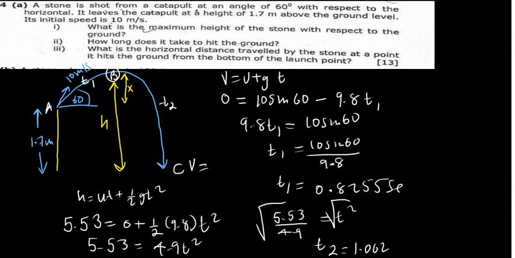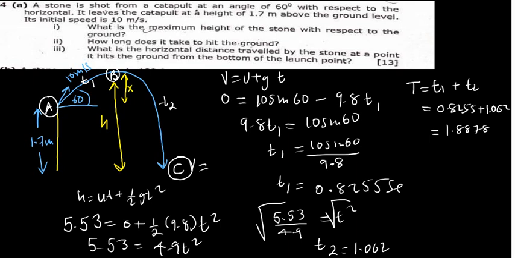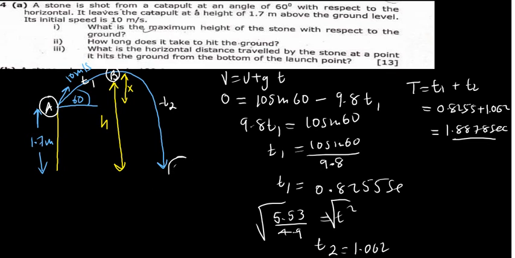Now to be able to find the total time that the stone is going to move from point A to point C, we just add these two. So total time is t1 plus t2. t1 is 0.8255, and then t2 is 1.062. When we add these two, we are going to get 1.8878 seconds. So that is the time it is going to take the stone to move from where it was thrown to the very bottom.